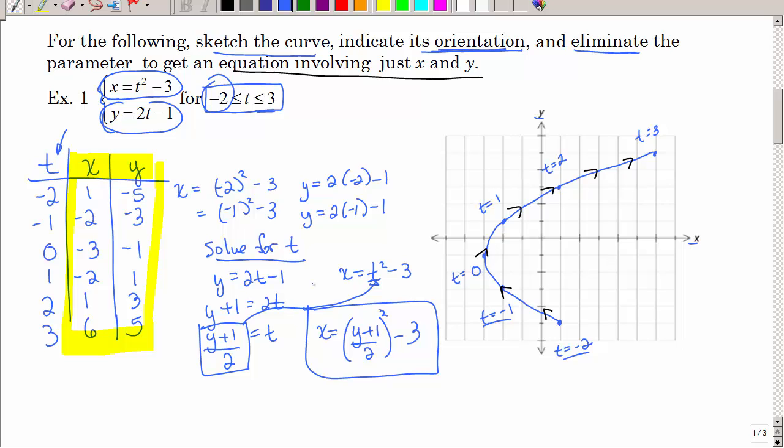We just studied conic sections. Is that not a parabola? The y value is squared. It should be a parabola going to the side.